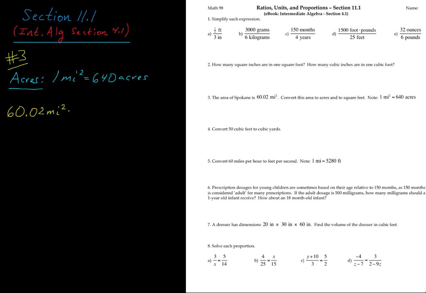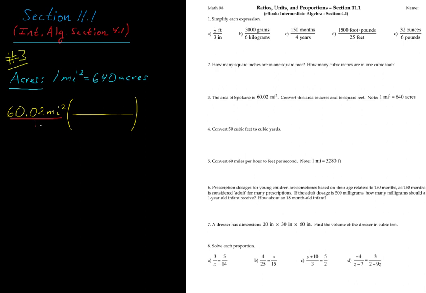That's 60.02 square miles. And then what I'm going to do is multiply. I'm going to use what's called a conversion factor. Multiply that area of Spokane by the following fraction, right? And what I want is to get rid of the units of square miles, and wind up with units of acres. Okay, so I can treat this just like any fraction multiplication problem.